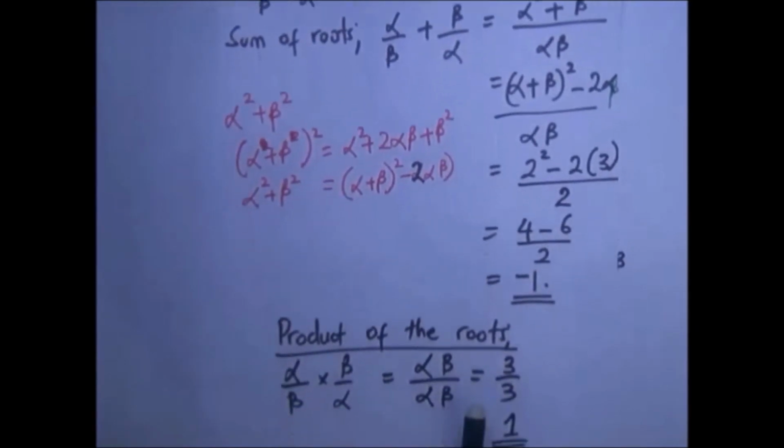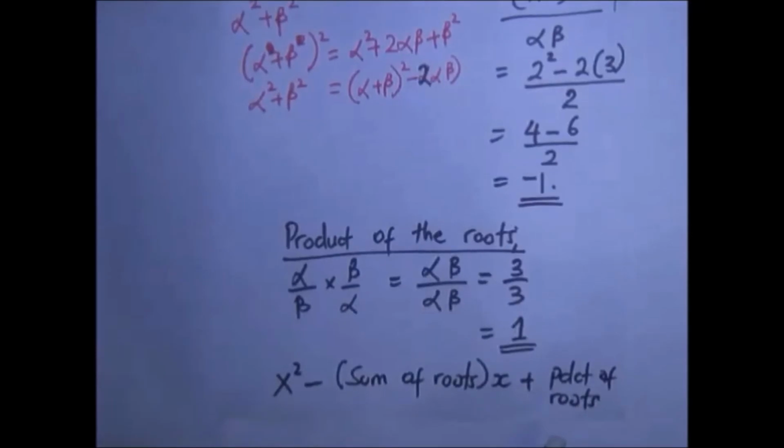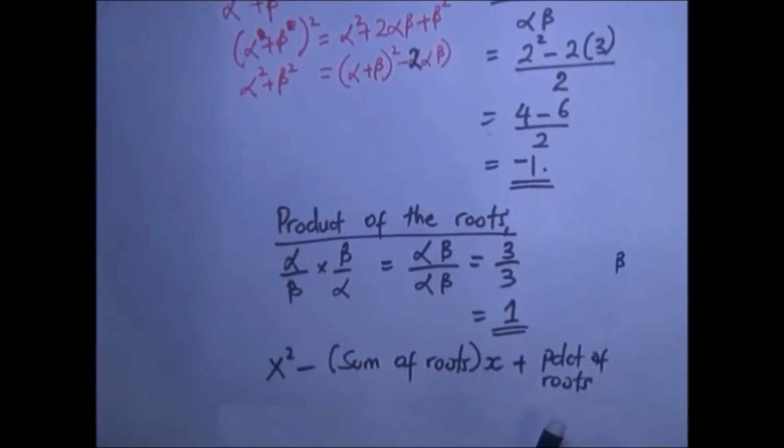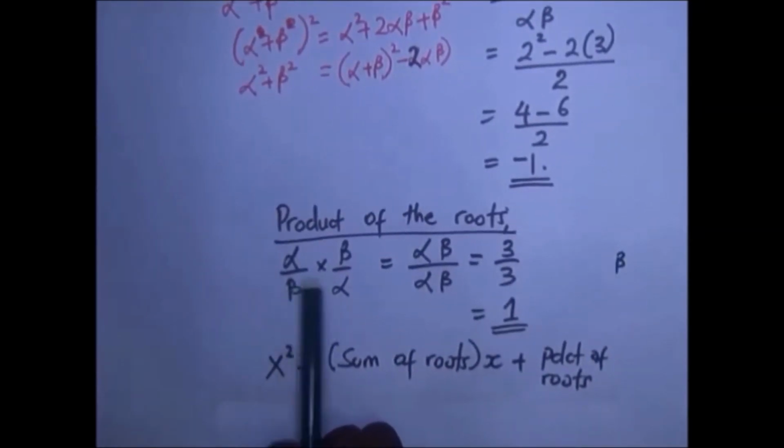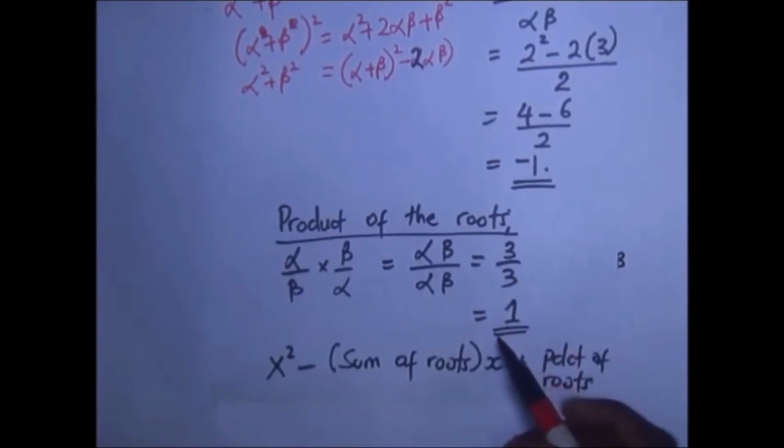After finding the sum of the roots as negative 1, we go ahead and find the product of the roots. The product of the roots means we are going to multiply the roots together. So here, the product of the roots gives us this times that. We have alpha beta divided by alpha beta, which is going to be 3 over 3. 3 divided by 3 will give us 1.